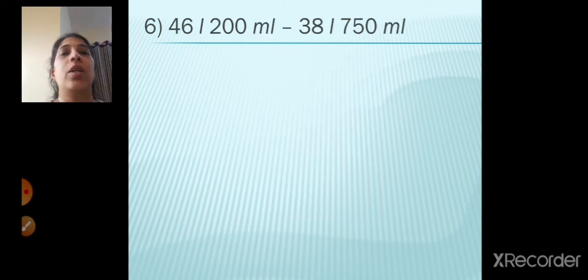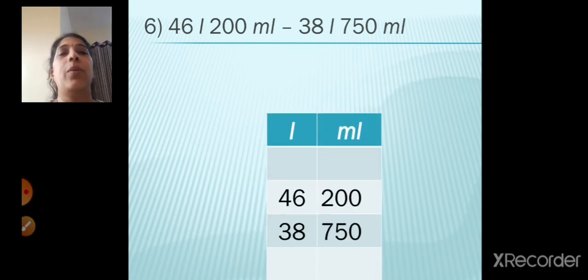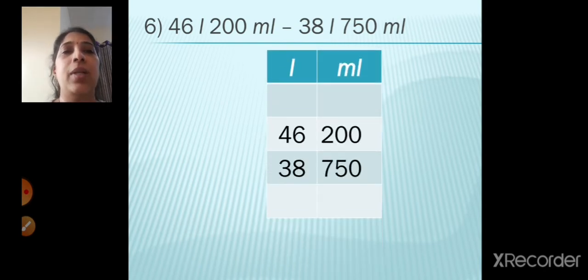Now let's move to the sixth one. 46 liter 200 ml minus 38 liter 750 ml. So again we will prepare 2 columns, liter, milliliter. So 46 liter. So 46 you will write in the liter column, and 200 ml. So 200 you will write in the milliliter column. 38 liter. So 38 you will write in the liter column. 750 ml. So 750 you will write in the milliliter column.